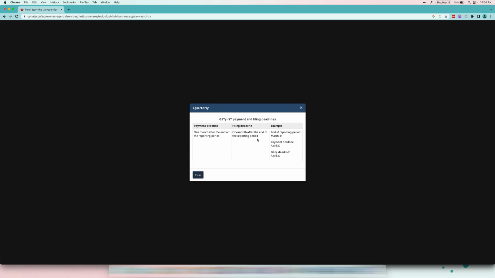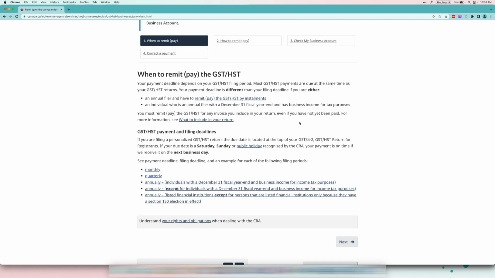However, that doesn't mean it's for everyone. I have clients that are on a quarterly schedule, but their reporting period is different. So instead of January to March, they have February to April, something like that. So just because you're on quarterly doesn't mean you're automatically on the normal, quote unquote, quarterly schedule. You can have different reporting periods.